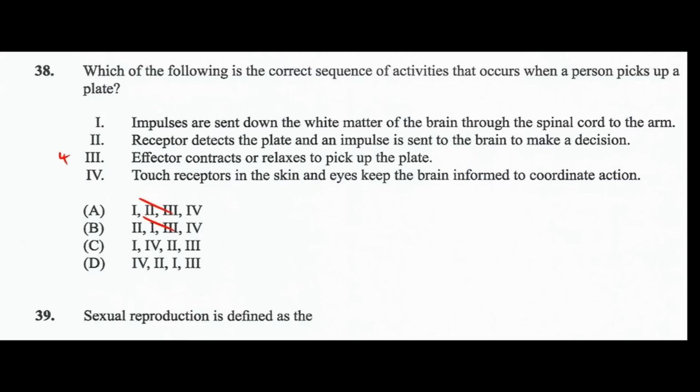Now they say touch receptors in the skin and eye keep the brain informed to coordinate, or impulses are sent down the white matter of the brain through the spinal cord to the arm. Eyes keep the brain informed. So I would go with 1, then 4, then 2, then 3.